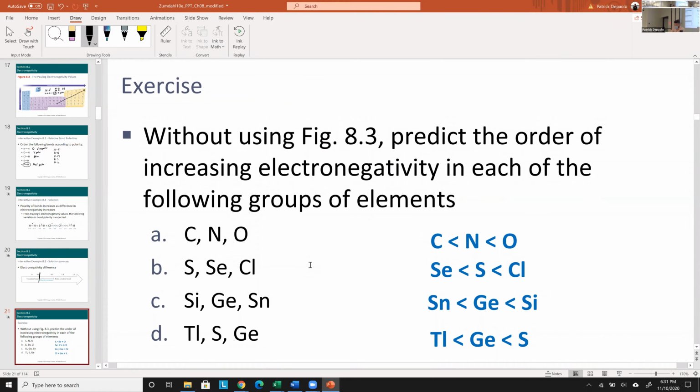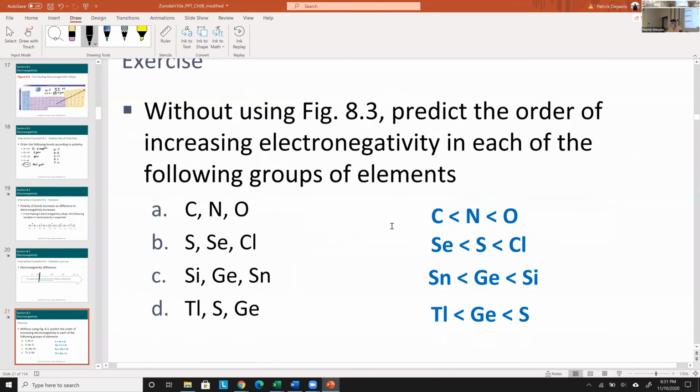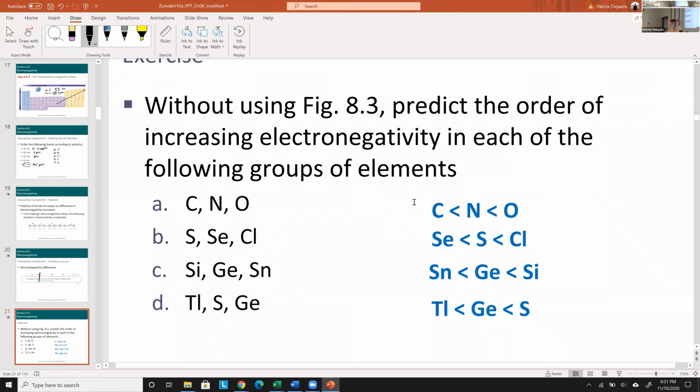Okay, oh, there's the answers. Whoops. Okay, without using the figure in 8.3, that's this one. Without using the numbers, predict the order of electronegativity. So oxygen's the most, then nitrogen, then carbon. Sulfur, selenium, and chlorine are all on the same level. Chlorine would be the highest, sulfur second because it's right next to it, and then selenium a couple over. And then silicon, germanium, and tin are all on the same level as well.